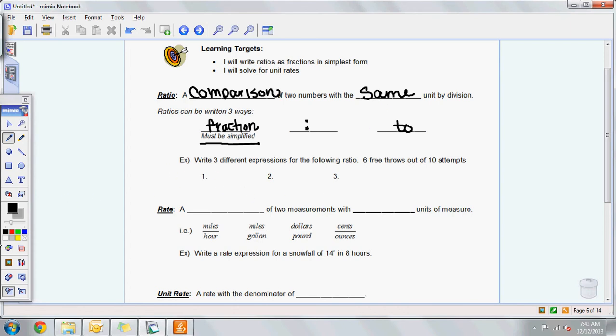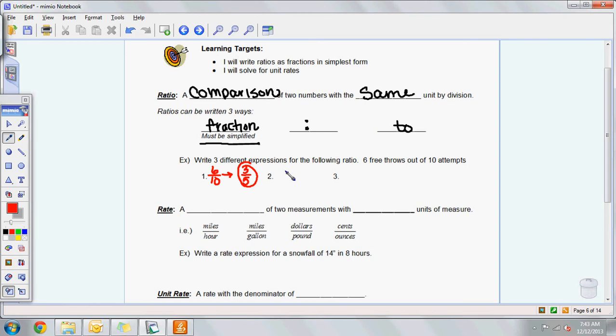So let's write it 3 different ways. So if I were to write it as a fraction, it would just be 6 over 10. But you have to make sure that you simplify that, so it would really be 3 over 5. So if I make 6 baskets out of 10 baskets, it's like I'm making every 3 out of 5 that I take. So it's the same comparison, it's just simplified. So I'm going to use this simplified fraction from now on.